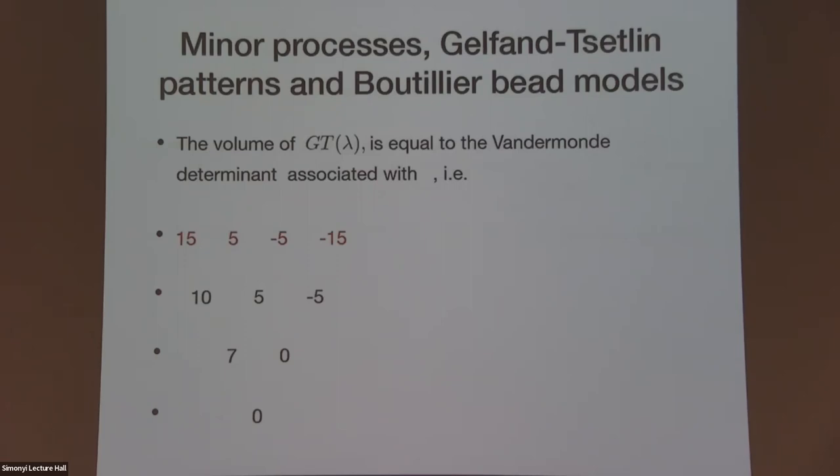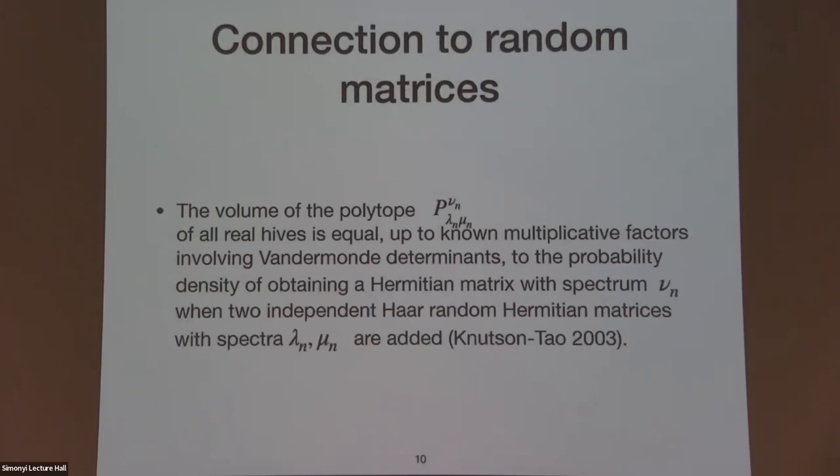Sorry, I want to make sure I can go back to the previous slide with the Hermitian matrices. I want to make sure I understood the statement. So I fix lambda and mu. So the spectrum of X is lambda, the spectrum of Y is mu, and you consider U X U star plus V Y V star, where U and V are independent and from the Haar measure on the unitary group. We're going to look at the spectrum of this. So this has a certain measure. Yeah. And that measure can be read off using the volumes of these polytopes.